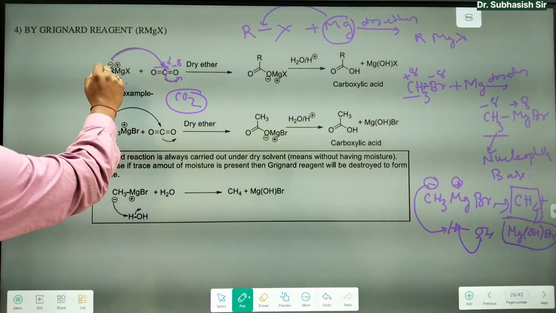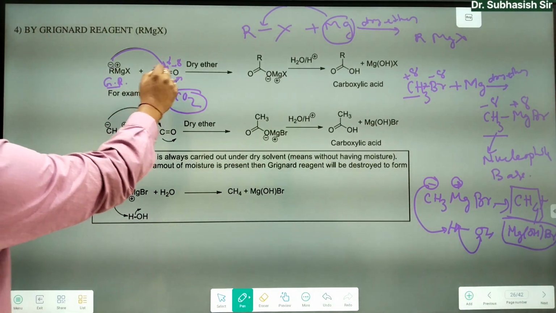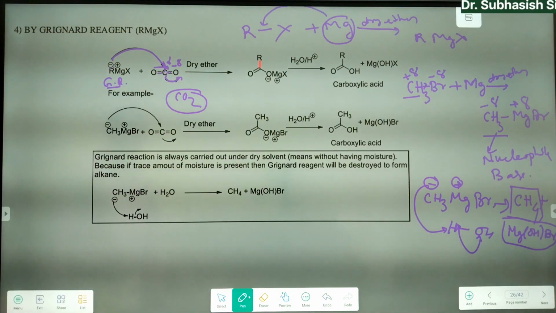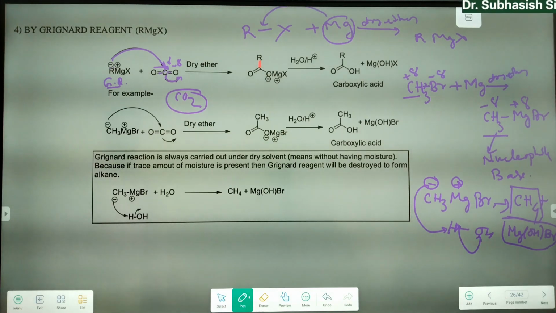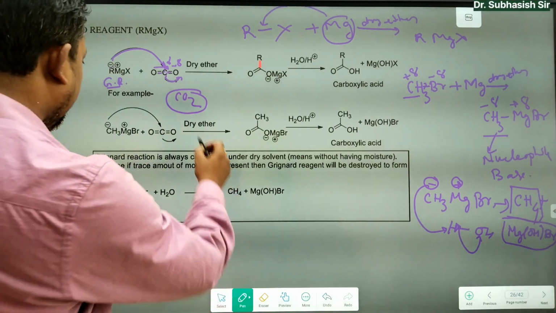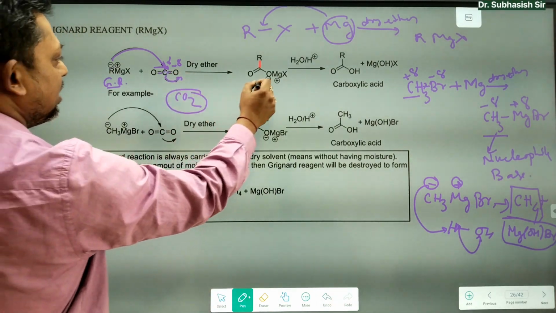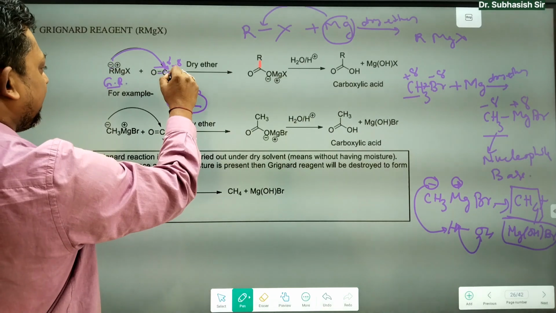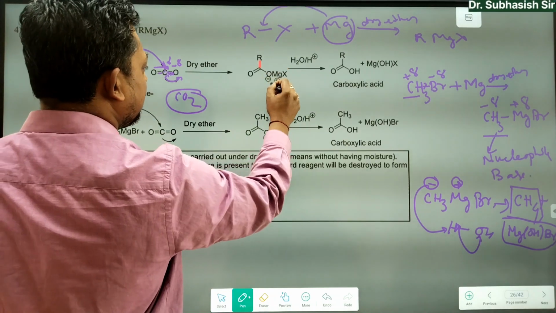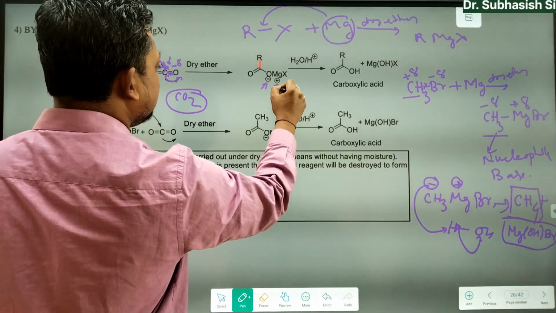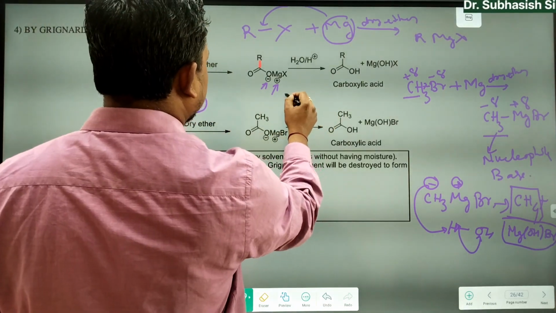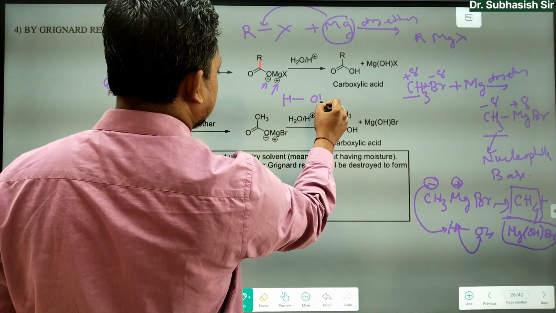So what will happen? This R negative will form a bond with carbon, as we can show with the red mark. So this bond will be formed between what? This carbon and the Grignard reagent alkyl part. Okay, so this electron will go to this oxygen, so this oxygen will become negative because when this electron comes to oxygen, oxygen will become negative. Now if oxygen becomes negative, obviously it will take the metal positive part.